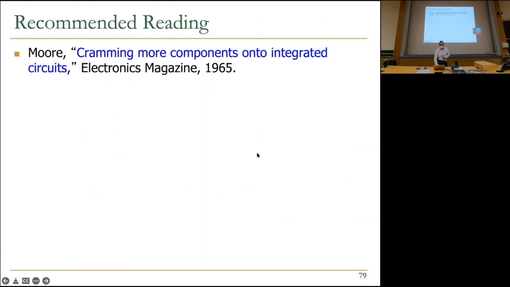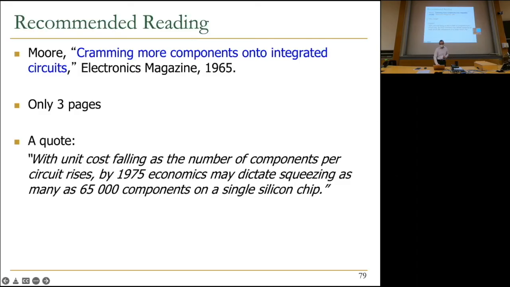Okay, why am I telling you this? Because I'd like to recommend the reading also with Moore's. Maybe at some point I will ask you to analyze this, not today. I think in the past we kind of asked you to analyze this sort of fundamental paper. It's a very fundamental paper. You can see that it's almost 60 years ago it was written. It's only 3 pages. And this is one quote: with unit cost falling as the number of components per circuit rises, by 1975, economics may dictate squeezing as many as 65,000 components on a single silicon chip, 65,000 transistors.